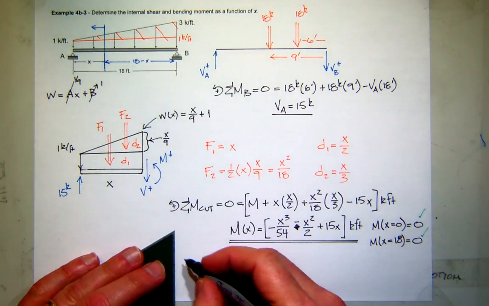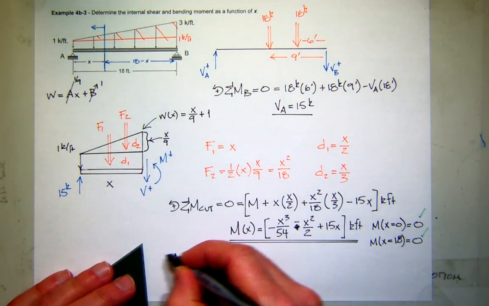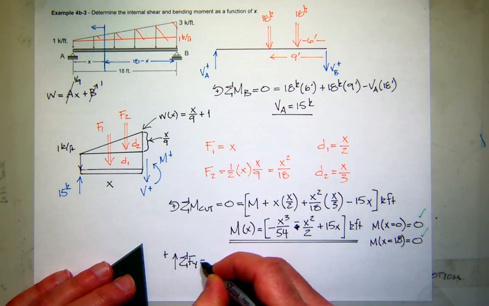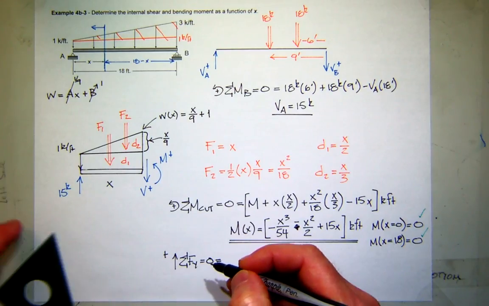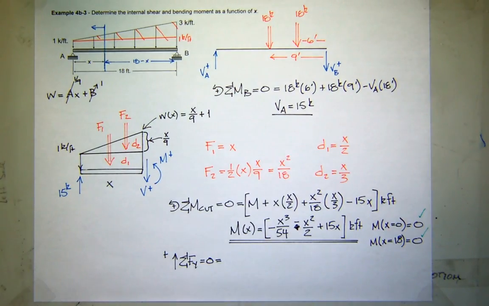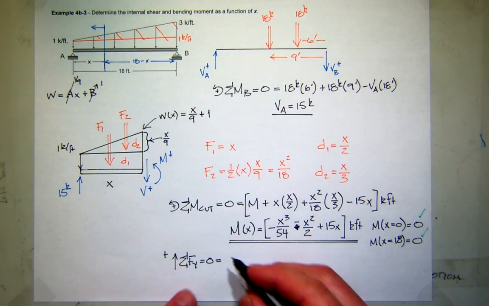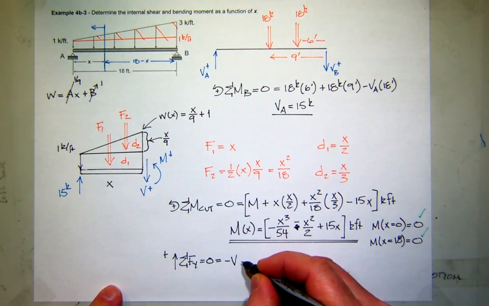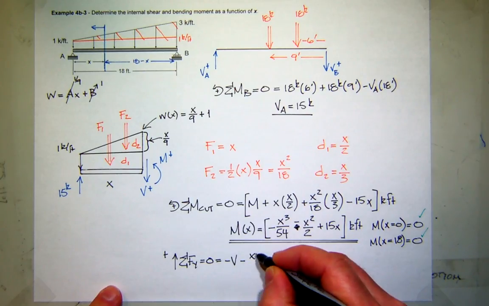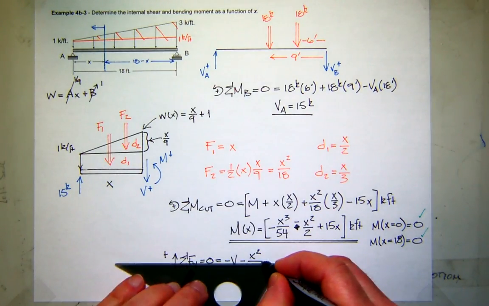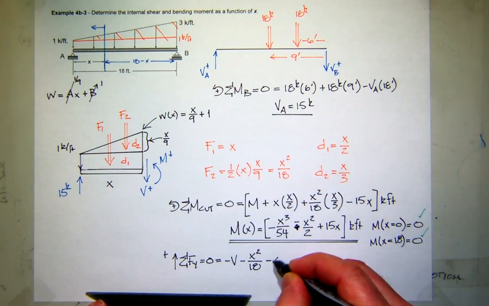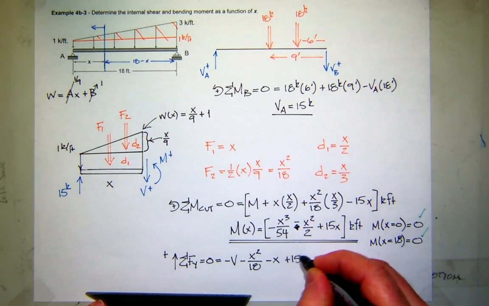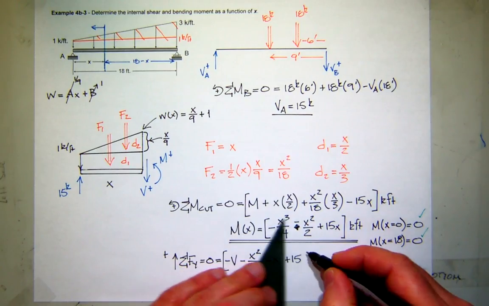All right, so let's do the last one. The shear, and we finish with this problem. So I'm going to sum forces in the y direction. Make sure it's in equilibrium. Mr. Mabry, you're up. Negative shear, negative V. Minus x squared over 18. What else? Minus x. That's F1 and F2. What else? Plus 15. I think we've accounted for everything.